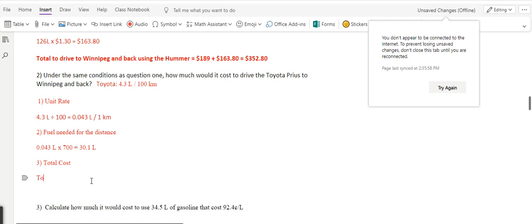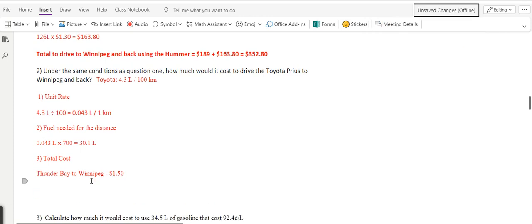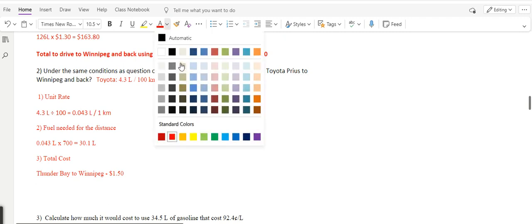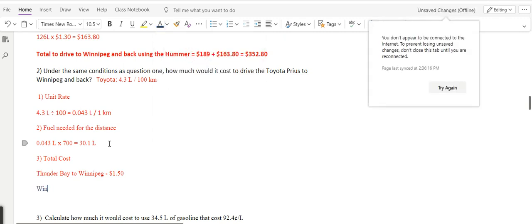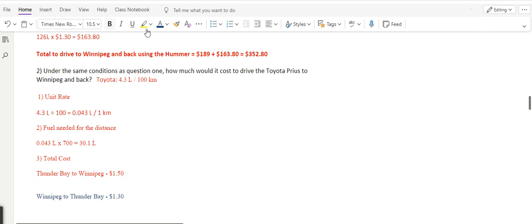So when we go to Winnipeg, so I should be clear, when we say Thunder Bay to Winnipeg, gas is going to be $1.50. And when we go from Winnipeg to Thunder Bay, gas or fuel will be $1.30. So we have two different rates here we're going to work with.